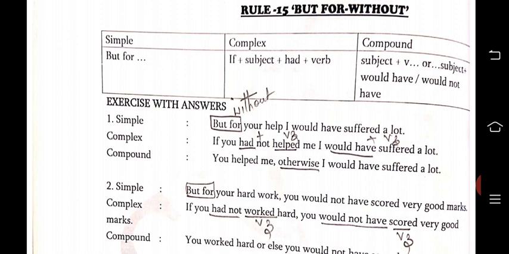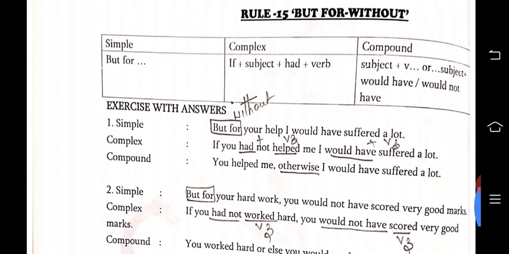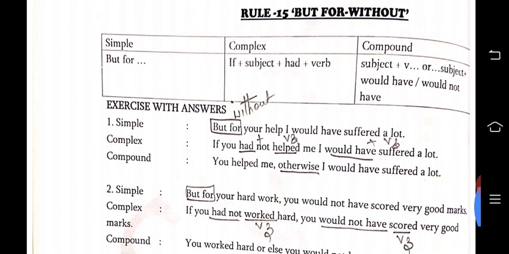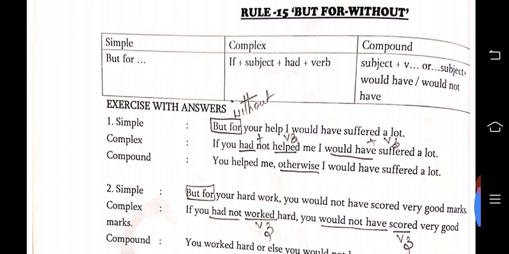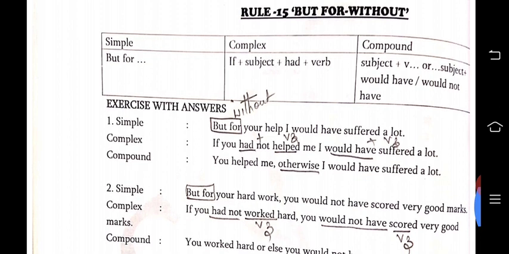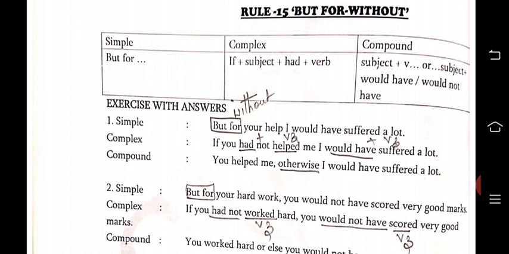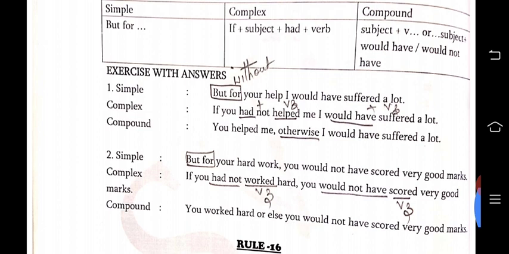So if they ask a question like this, but for your help I would have suffered a lot. So but for means the phrase is entirely different. The phrase, what it means is without. Okay, so the meaning of but for is without. So instead of asking a question like this, without your help I would have suffered a lot, they may ask but for as a phrase. Okay, so without your help I would have suffered a lot.